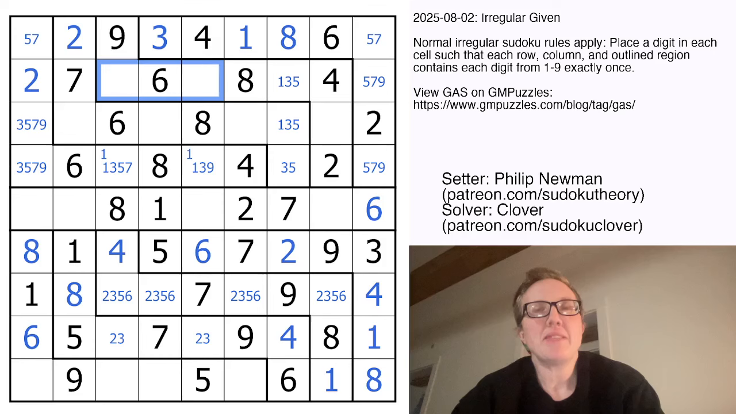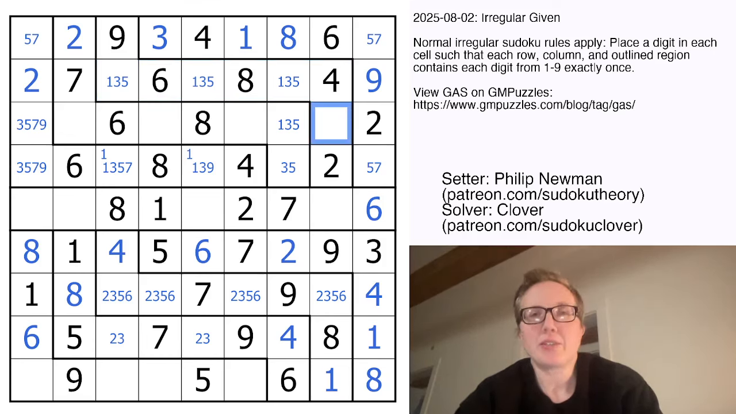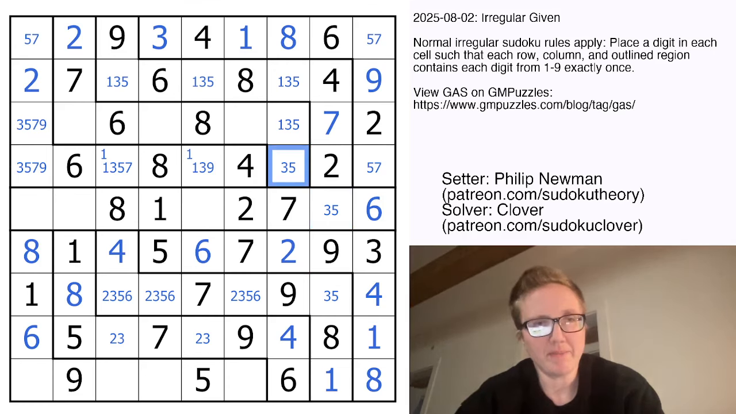9 can't be in any of these cells because there's a 9 in the region, so 9 in the row 2 must go right there. Therefore, these guys are 1, 3, and 5, meaning the last digit in this region is a 7. I can eliminate 2 and 6 from here because there are 2 and 6 in the column, and this cell is also going to be a 3 or 5 if we look at the column.